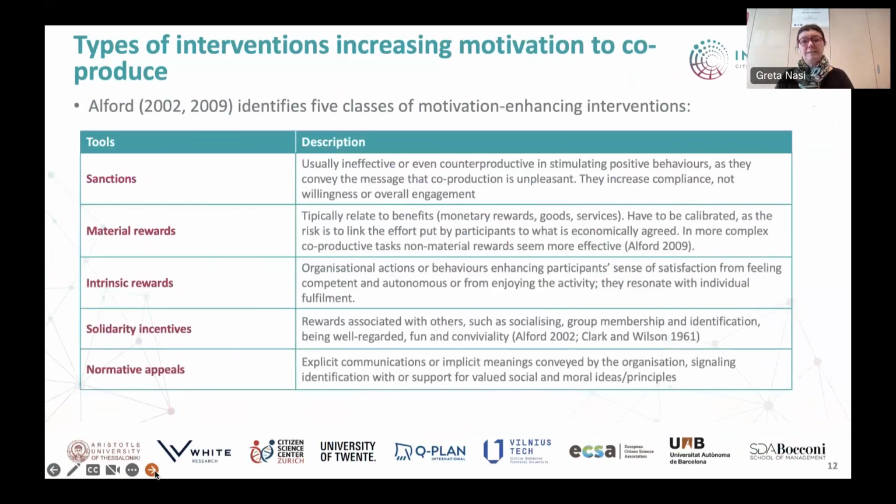This is the first classification of enhancing motivation for co-production that comes from public administration literature, and it shows different kinds of tools. One is related to sanctions. If you don't do it, then you're going to have a penalty, a fine, a ticket. And of course, this belongs mainly to situations in which there should be a coercive engagement of participants.